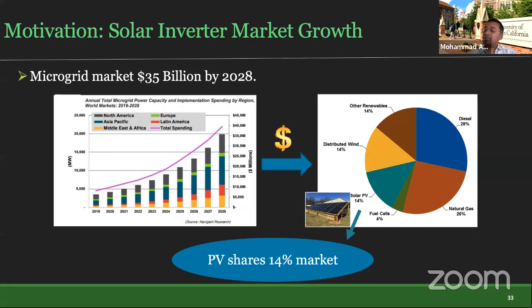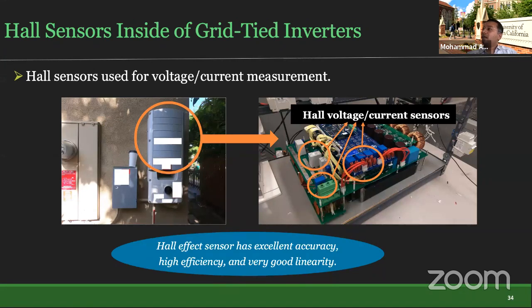So you see that this is a huge market for PV, with 14% market penetration. If you look closely at one of the examples here, this was a 100 kilowatt solar inverter. In fact, it's a large solar inverter. And in your home, you probably have an 8 kilowatt or 10 kilowatt solar inverter.